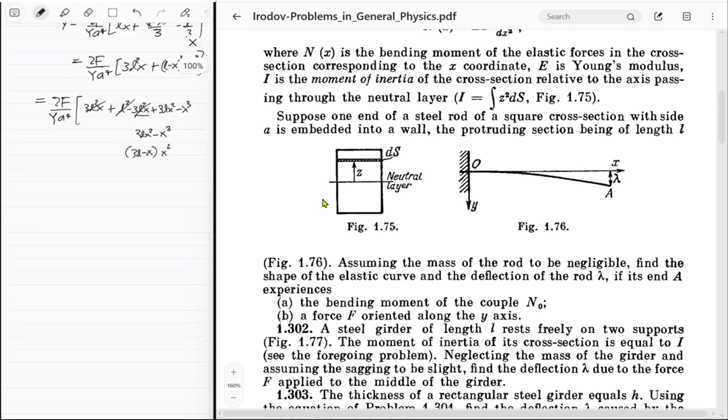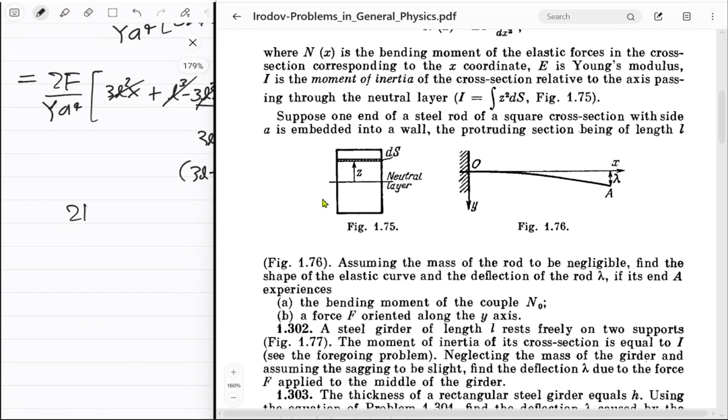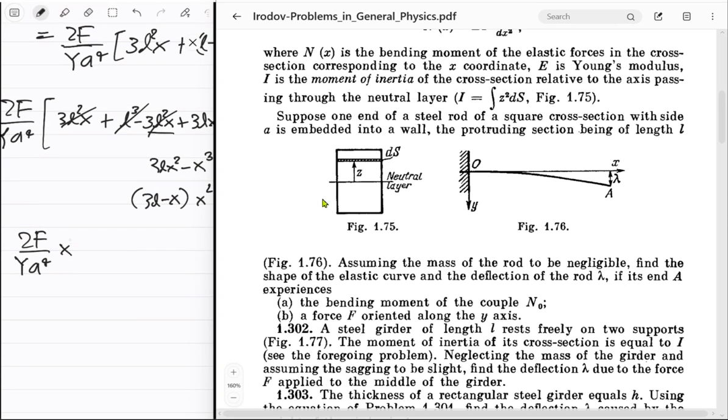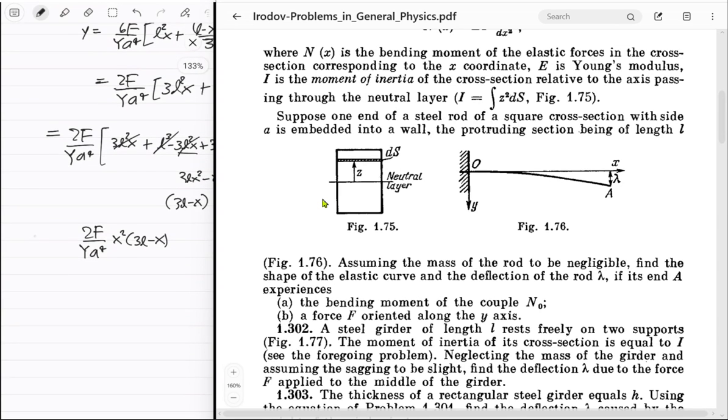Awesome. So it's just equal to 2F upon Y a power 4, and then you got this thing, x squared times (3L minus x). That's our y value.